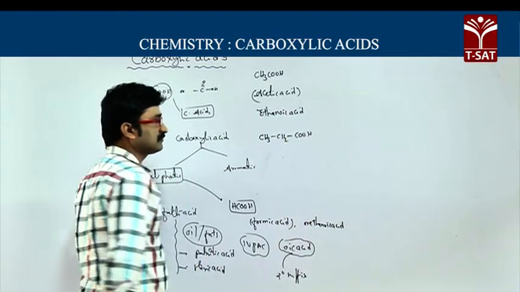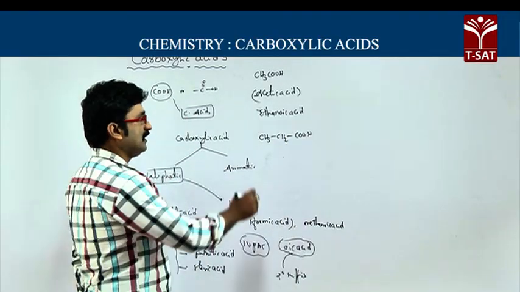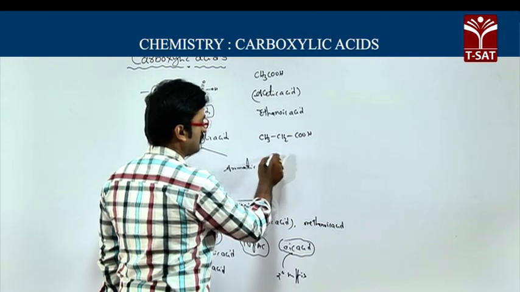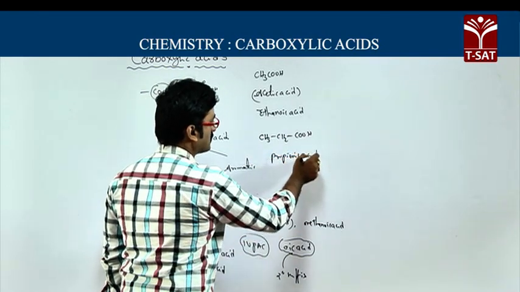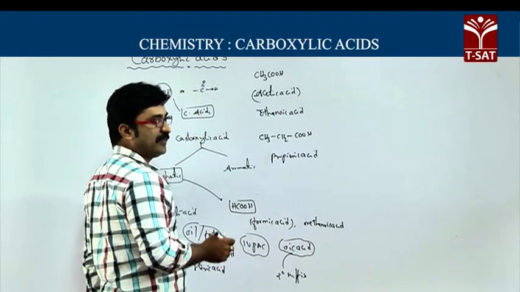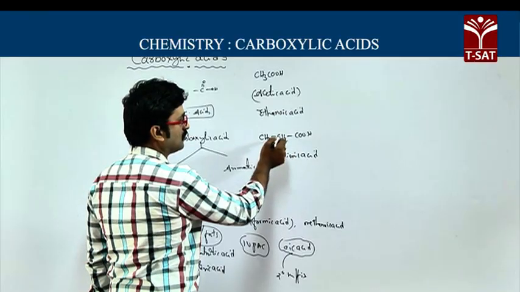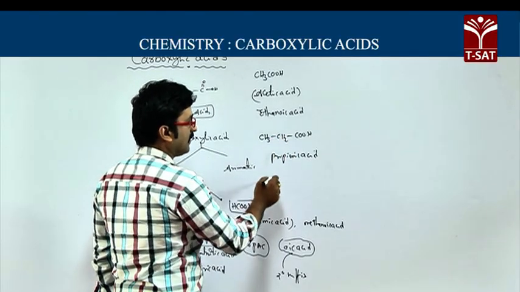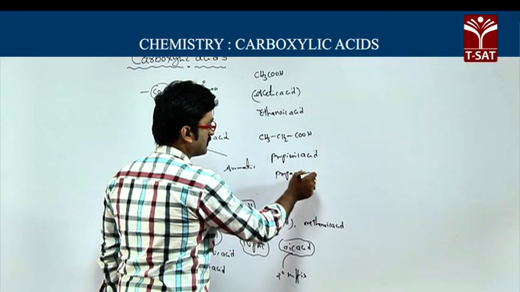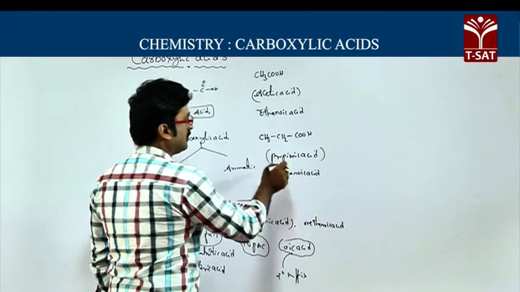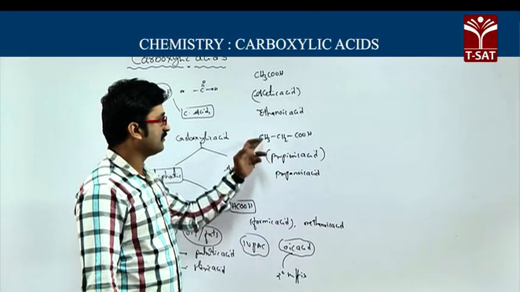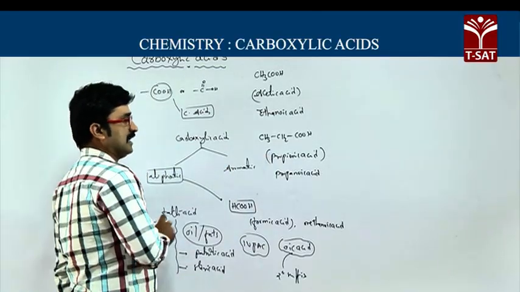Similarly, the next one is CH3CH2COOH. The common name of this carboxylic acid is propionic acid, and there are 1, 2, 3 carbons, so the IUPAC name is propanoic acid. Propanoic acid is the IUPAC name and propionic acid is the common name of this carboxylic acid.